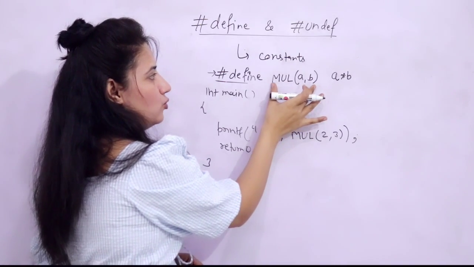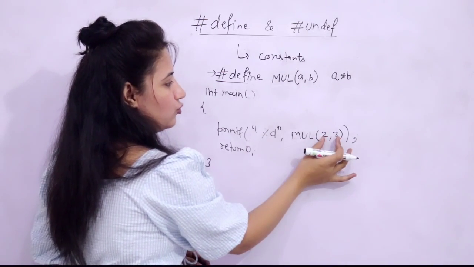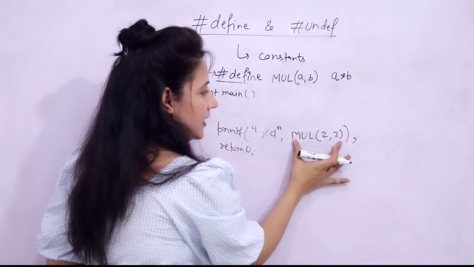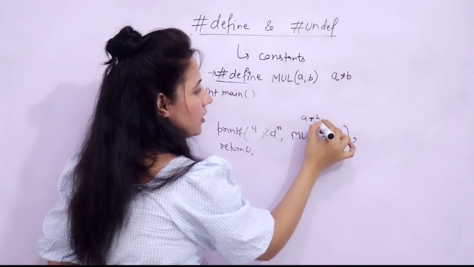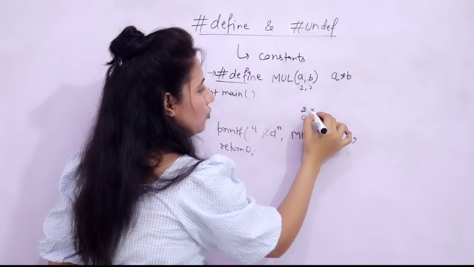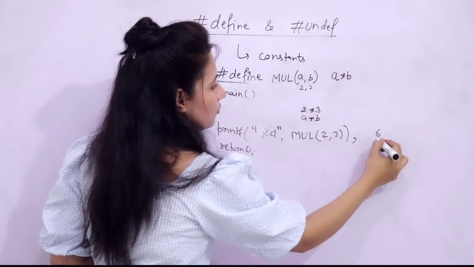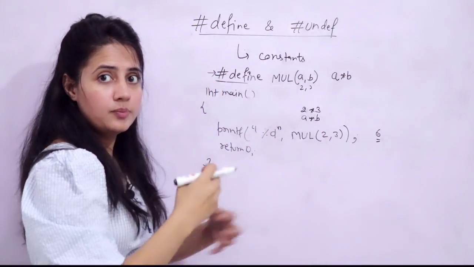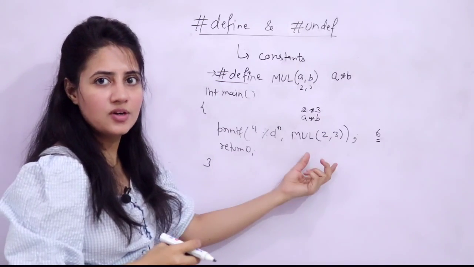So whenever we use this line in the program, like MUL 2, 3, where I am passing the values, this would be replaced by a into b. A into b means now the values are 2 and 3. So this would be replaced by 2 into 3. Now 2 into 3 means 6, it will print 6. During the pre-processing phase it will replace this. So obviously this is like a function call.